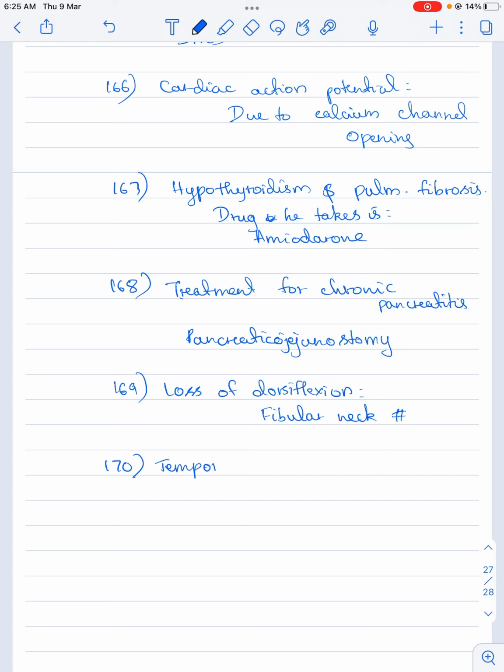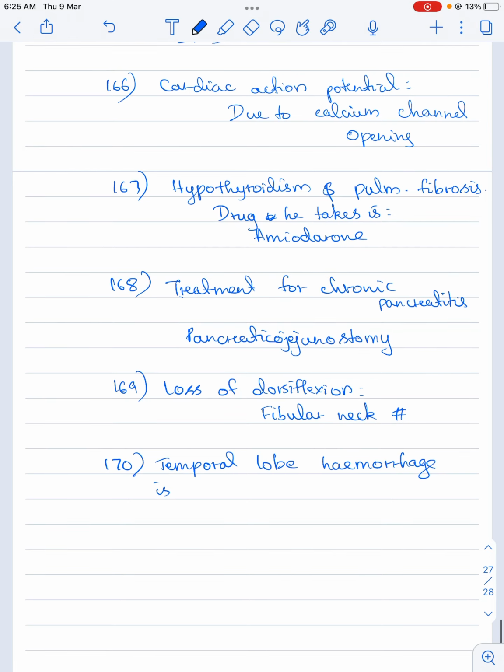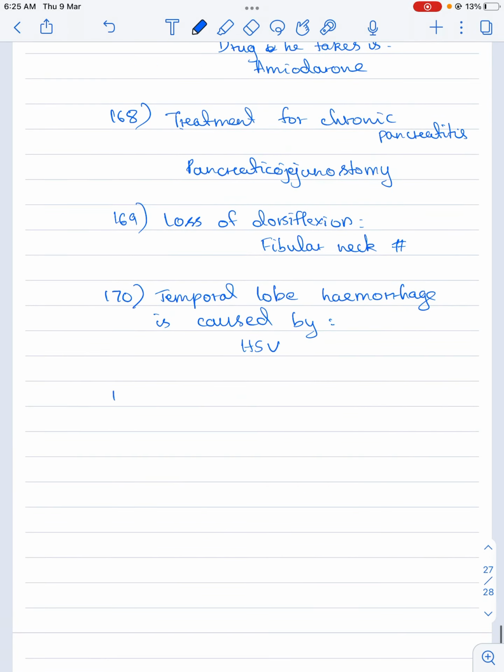Temporal lobe hemorrhage is caused by, answer is herpes simplex virus. Next question.